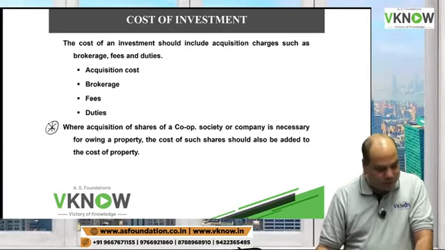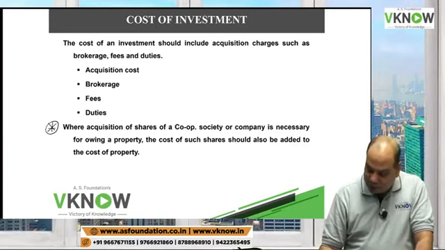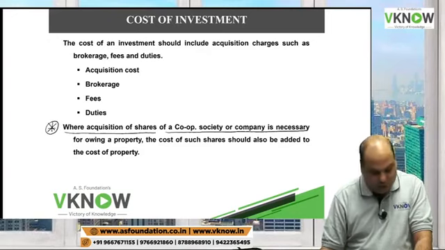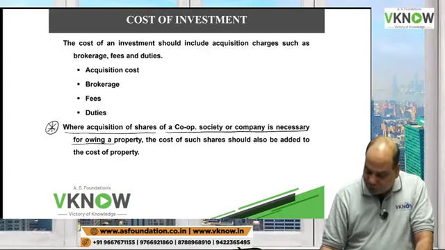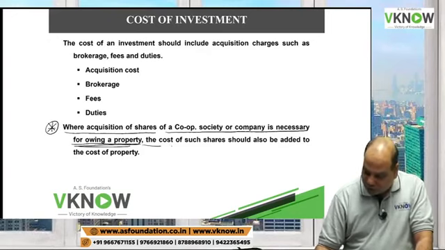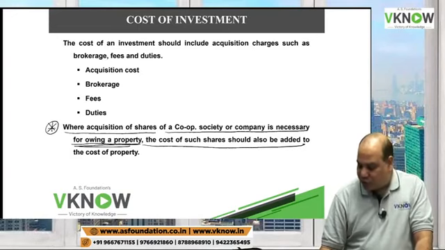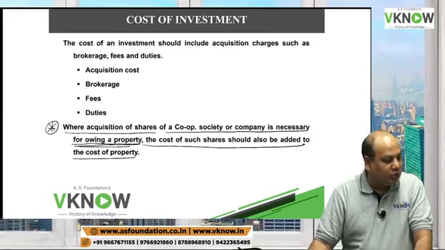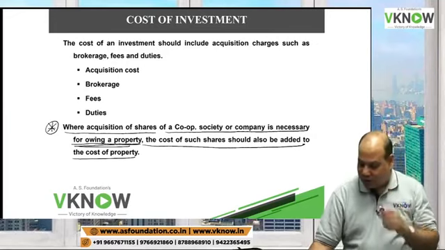This point now. This point is printed below, where acquisition of shares of a cooperative society or company is necessary for owning a property, the cost of such shares should be added to the cost of the property. The cost of such shares will be added to the cost of the property. Understand what they are trying to say?